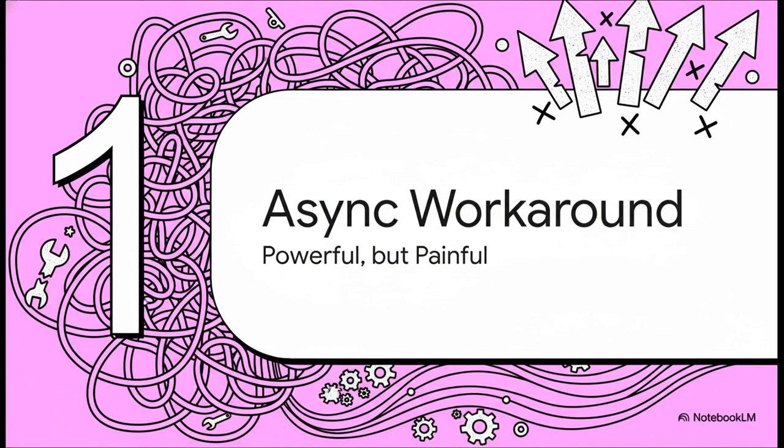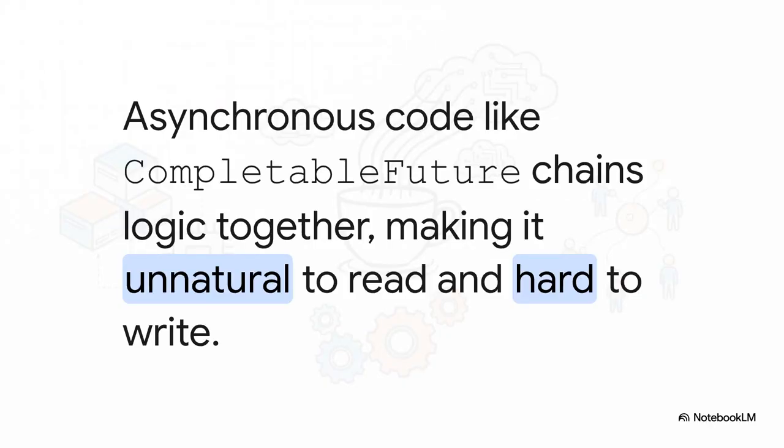So to get around this hard limit, developers got clever. We turned to this powerful, but let's be honest, pretty painful workaround: writing non-blocking asynchronous code. This was the old school way of trying to get that high concurrency without needing a bajillion threads. In the real world, this often led to something we call callback hell. You'd end up with code using things like CompletableFuture, where your logic is all chained together in these nested calls. It's not natural to read. It totally shatters that simple top to bottom way of thinking that we all prefer.